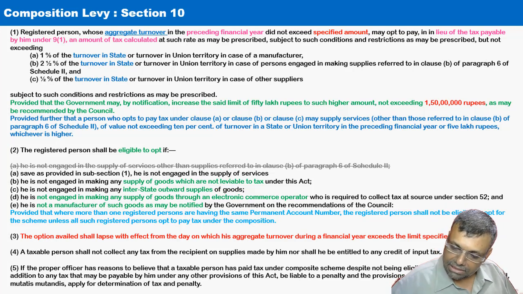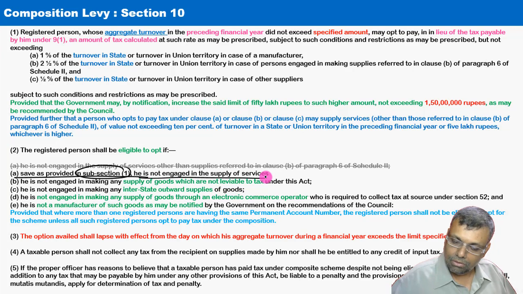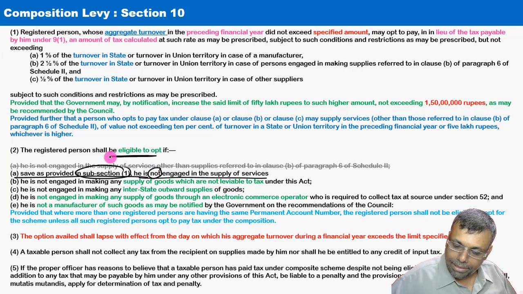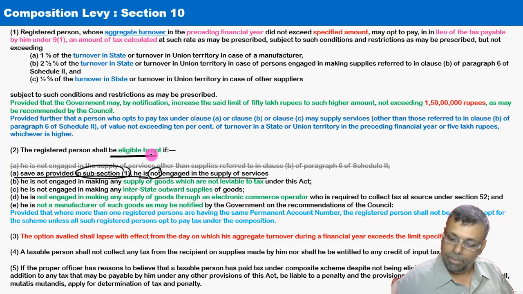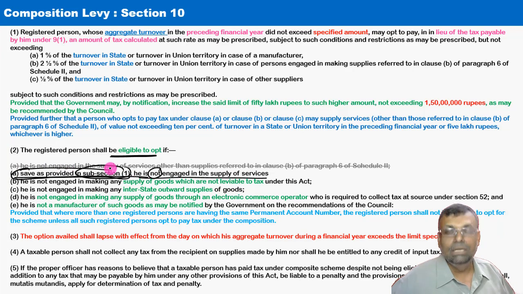Okay, now first of all, it says that anybody otherwise than subclause 1, who is not engaged in the supply of services, will be eligible for the purpose of this particular scheme. In other words, if you are supplying services, normally you are not eligible. I repeat, normally you are not eligible for the purpose of composition, but the specified services are eligible. That's the reason the law says save as otherwise provided, or save as provided in subclause 1.